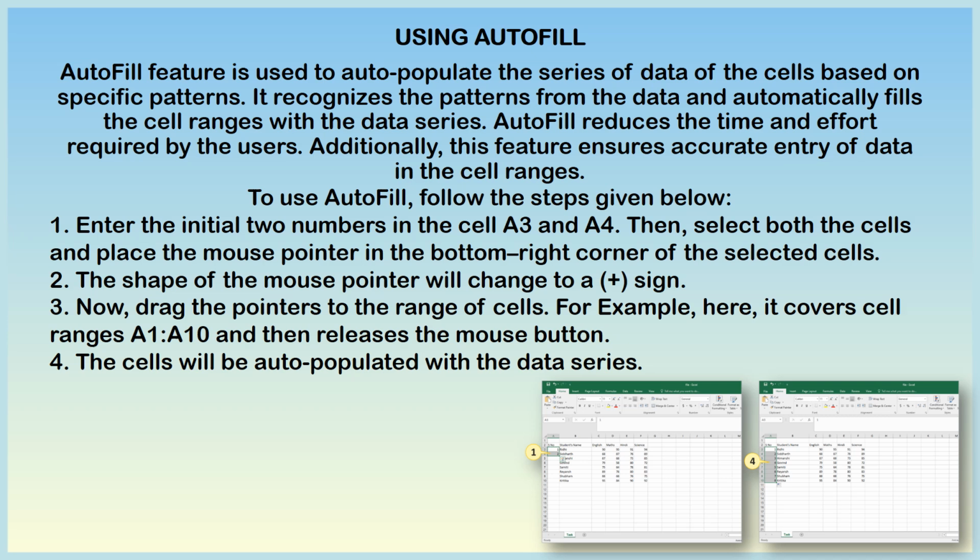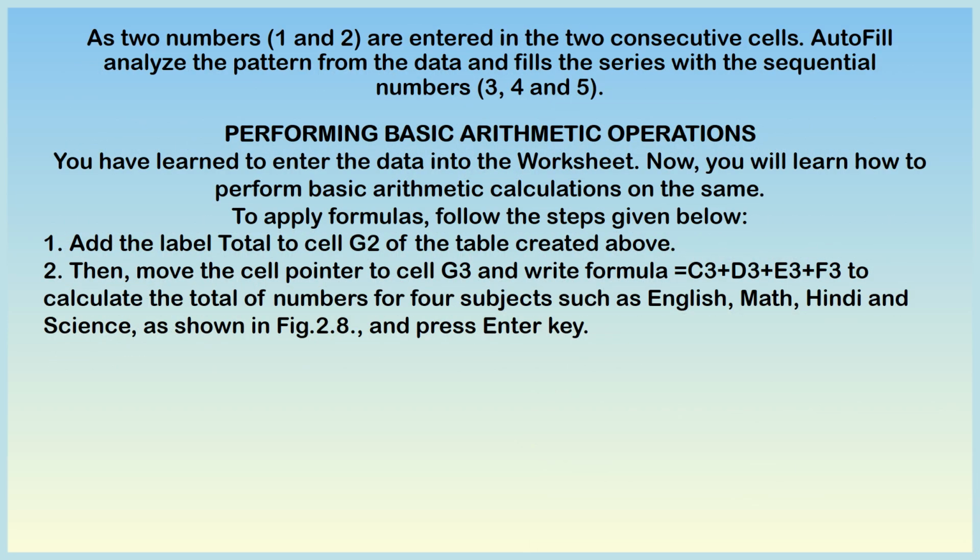4. The cells will be auto-populated with the data series. As two numbers, 1 and 2, are entered in the two consecutive cells, autofill analyzes the pattern from the data and fills the series with the sequential numbers 3, 4 and 5.